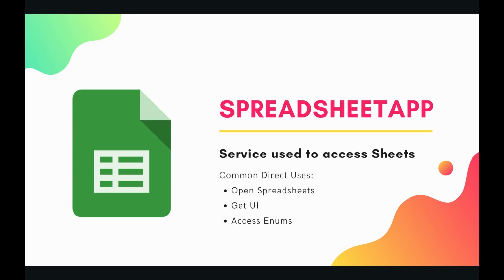Some of the direct methods that you can use from the Spreadsheet app are things like opening spreadsheets, getting UIs, accessing some of the enums. But basically, this is the parent class of the service used to access sheets. So let's look a little bit deeper in the code.